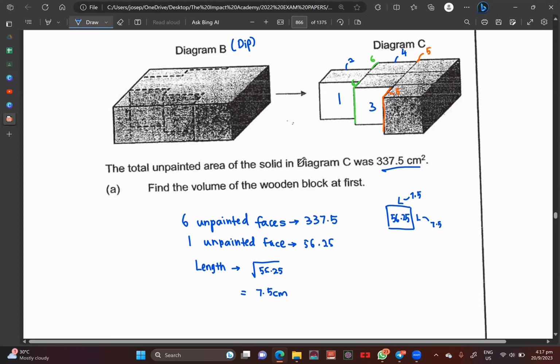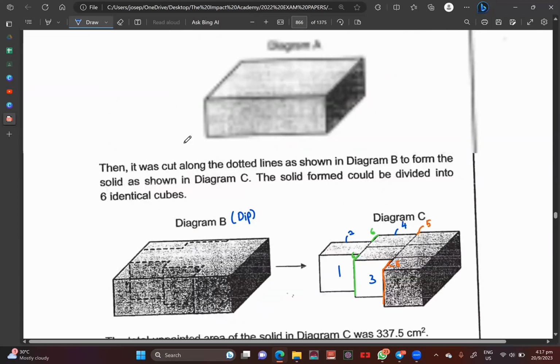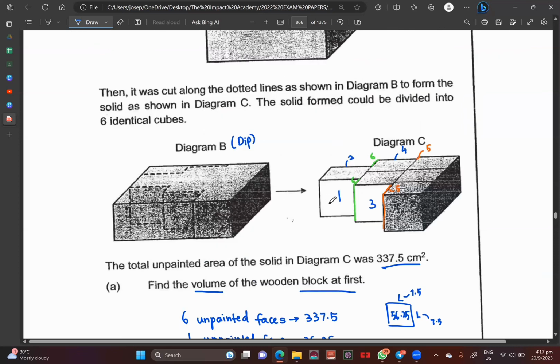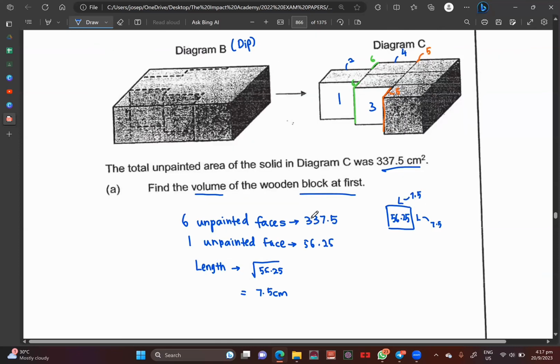Now the question is not asking us for the area, but wants us to find the volume of the wooden block at first. Which is the one at first? Definitely we can see it is diagram A or B. In fact, we can use B to help us. So the volume of the wooden block at first will be everything from here all the way to here, and this part as well, and definitely the height. So let's ask ourselves, for the length, how many cubes are there? There are 3 in total.